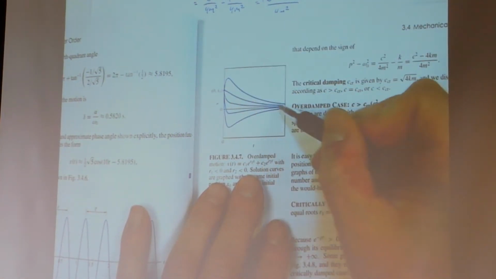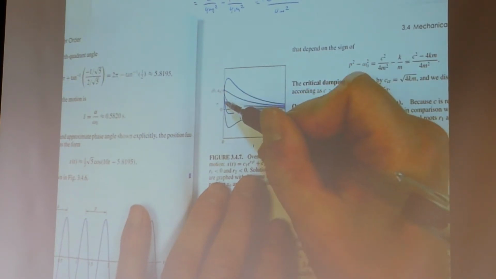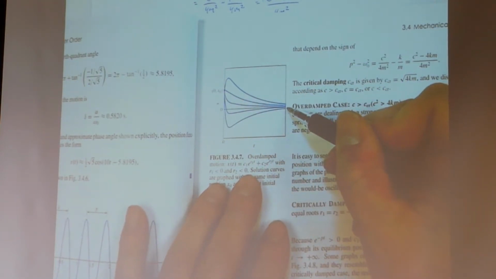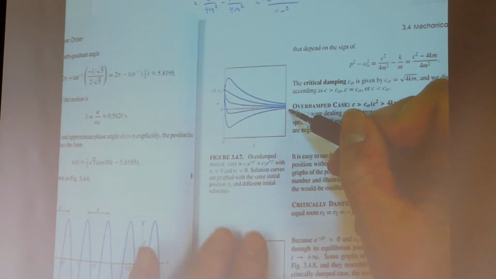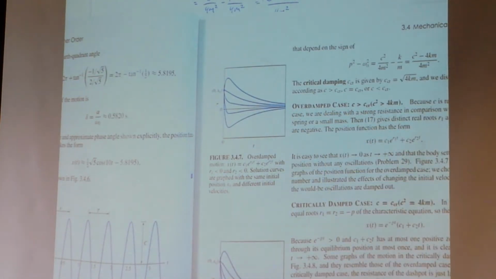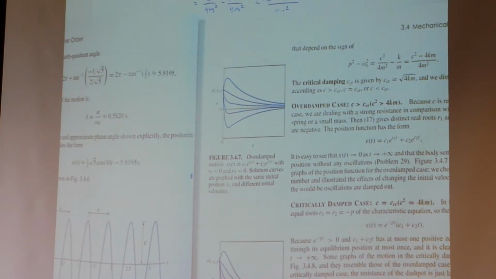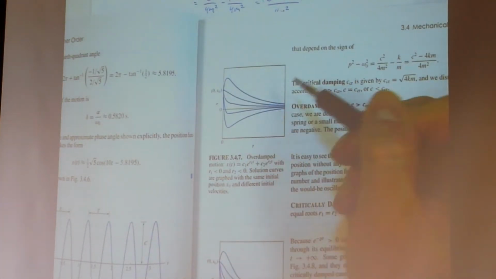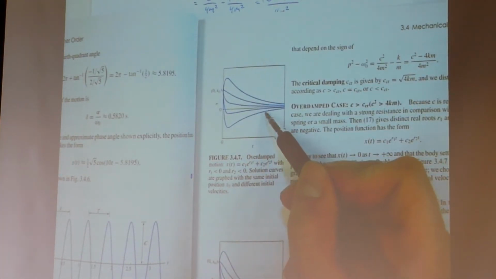All right, so this is the critically damped. What happens is it quickly returns towards the equilibrium. There's no oscillation. So you could get different graphs, but they're not sinusoidal in nature.